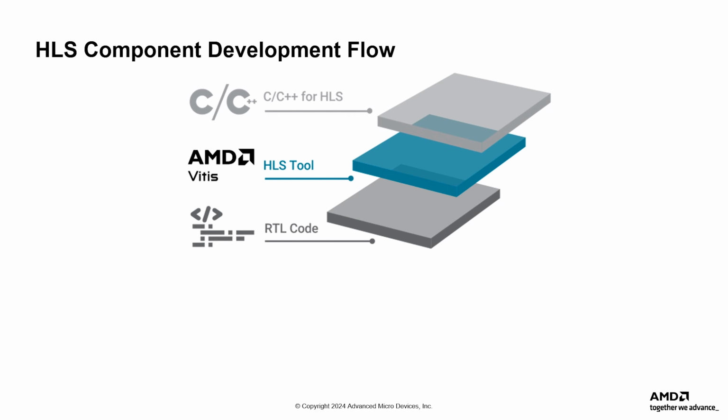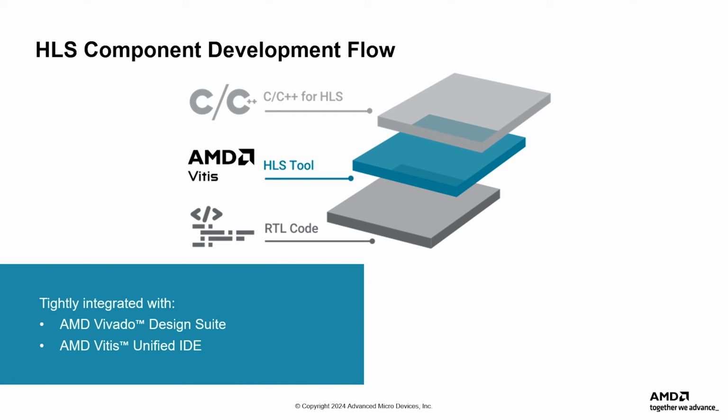In the AMD Vitis Unified IDE, HLS components transform C or C++ functions into RTL code, enabling implementation within the programmable logic regions of Versal Adaptive SoCs, Zynq UltraScale Plus MPSoCs, and other AMD FPGA devices. These components are tightly integrated with both the Vivado Design Suite for synthesis, placement, and routing, and the Vitis Unified IDE for heterogeneous system-level design and application acceleration.